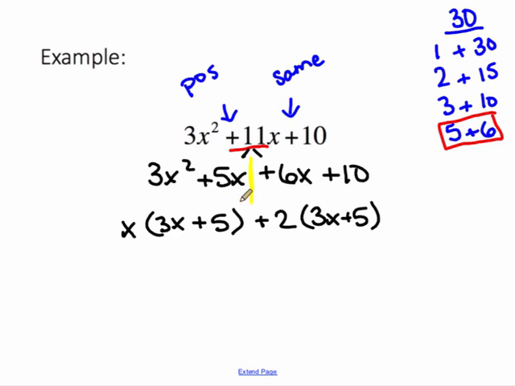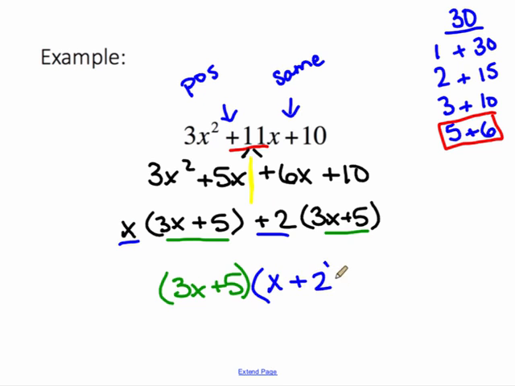Okay, now this is where you can double check yourself. What is inside the parentheses should be exactly the same. Looks good. We have 3x plus 5 inside both of our parentheses. So we are going to take that and we're going to only write it once. 3x plus 5. And then we're going to take the other pair. We have an x plus 2, and that is what goes in our other set of parentheses. So when we factor the expression 3x squared plus 11x plus 10, we end up with two binomial factors, 3x plus 5 and x plus 2.